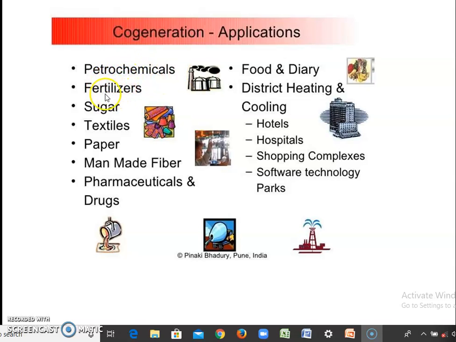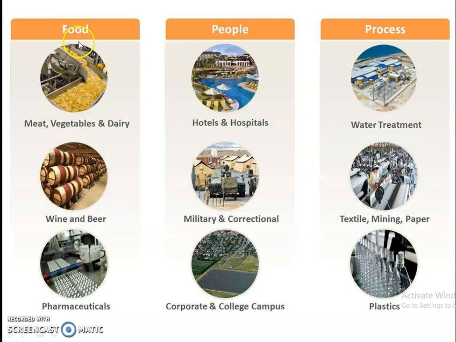One is petrochemical industries, fertilizer, sugar mills, textiles, paper mills, man-made fiber units, pharmaceuticals and drugs, and also food and dairy units, district heating and cooling for hotels, hospitals, shopping complexes, software technology parks and farms. Cogeneration is very necessary nowadays. Power demand comes from food industries, meat and vegetable dairy products, wine and beer, and pharmaceutical units. Public applications include hotels and hospitals, military and correctional facilities, corporate and college campuses, water treatment processes, textiles, mining and plastics.